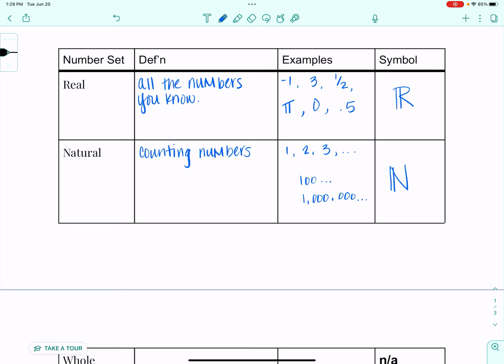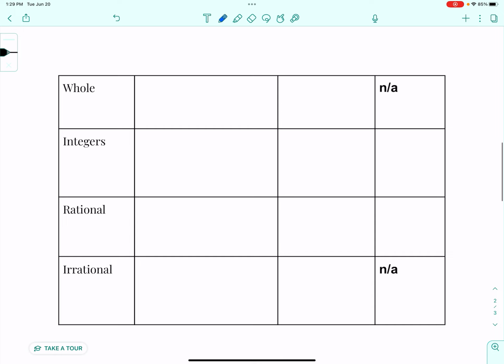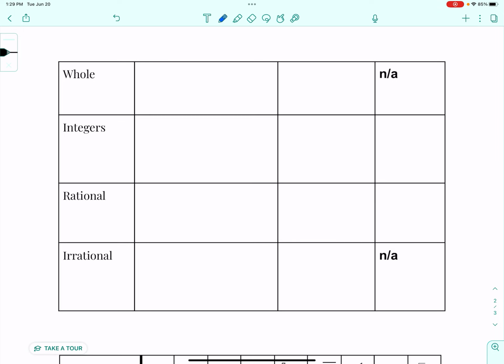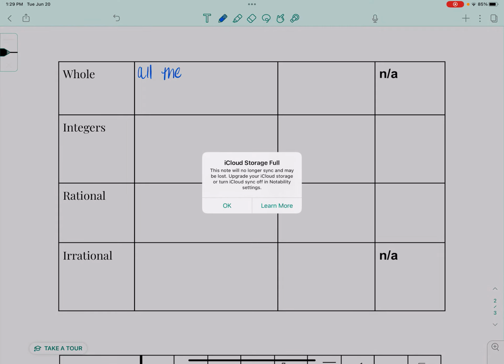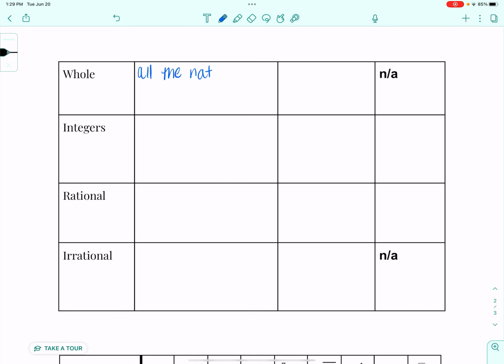we use an N with 2 legs on the back. For the whole numbers, we don't typically use a symbol for those. The whole numbers are all the natural numbers and 0. So we did 0, 1, 2, and we keep on going.